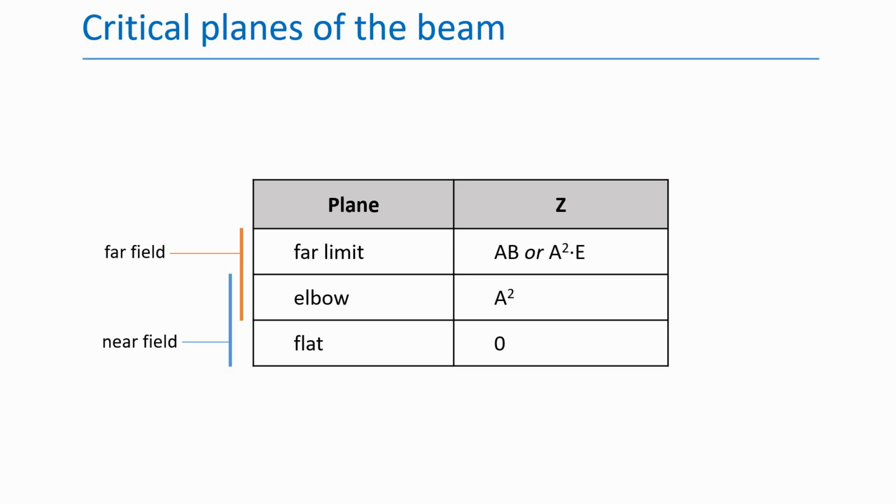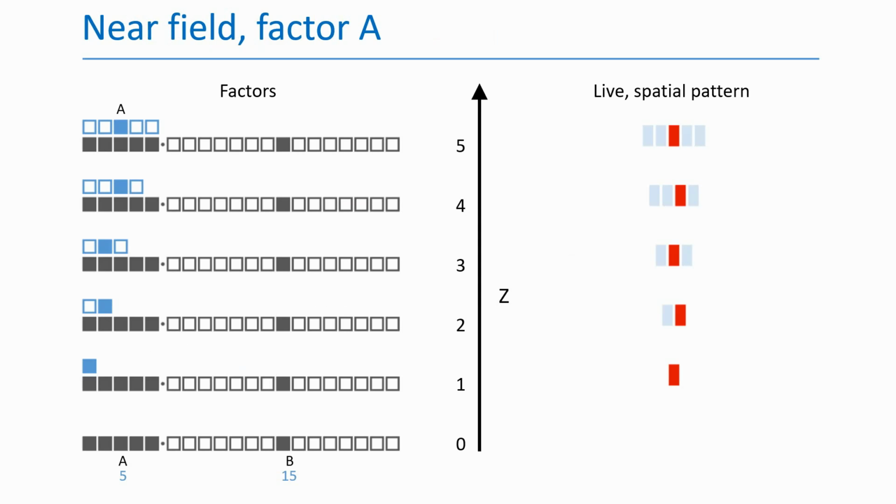Up to now, we've been looking at distributions without showing how they were calculated. Next, we'll dive into the details of those calculations. We'll start at the beginning of the near field, from 0 to 5. The left side of the slide shows the static and live factor diagrams in a series of different planes.